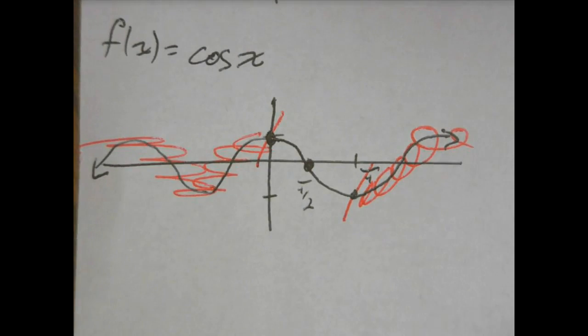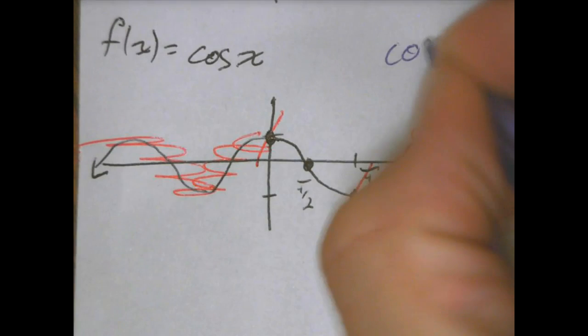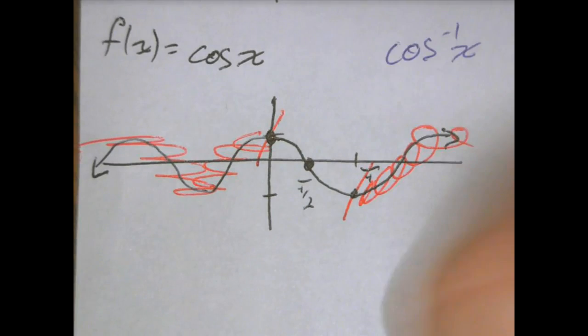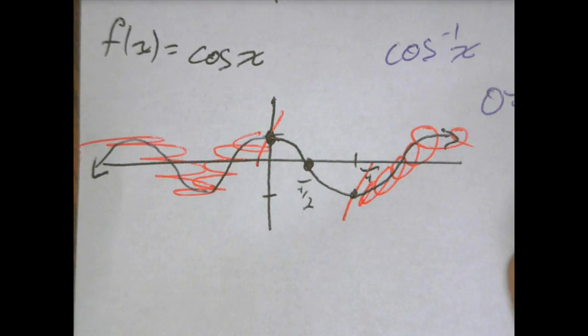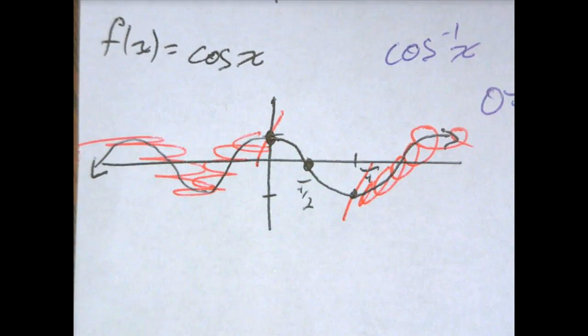So you can go ahead and make the restrictions say that cosine inverse of x only exists from 0 to pi. Those are the only places that we can have cosine inverse.